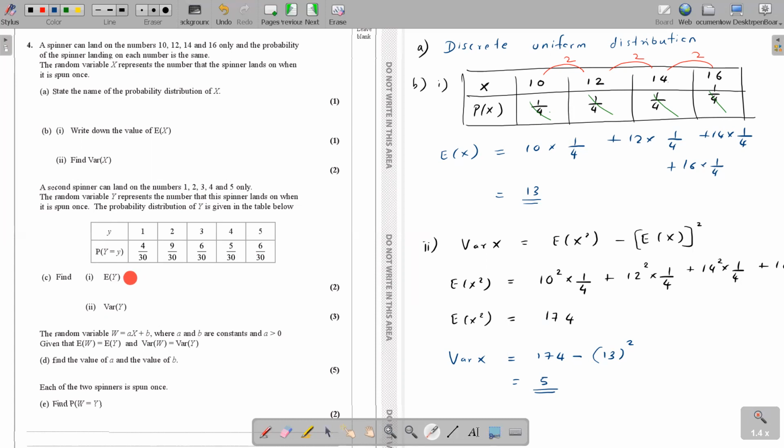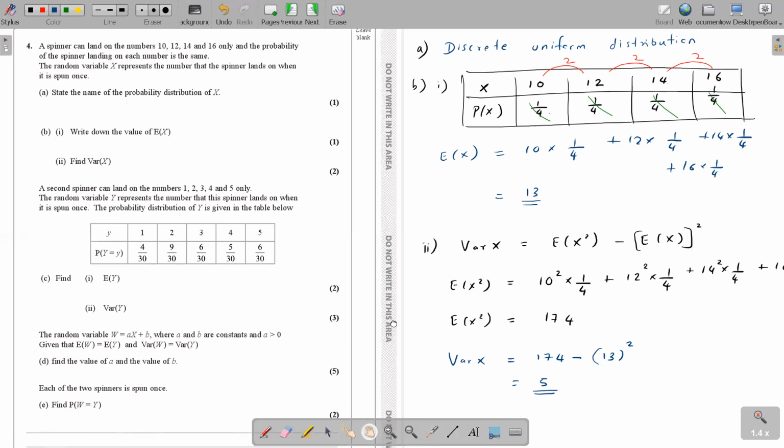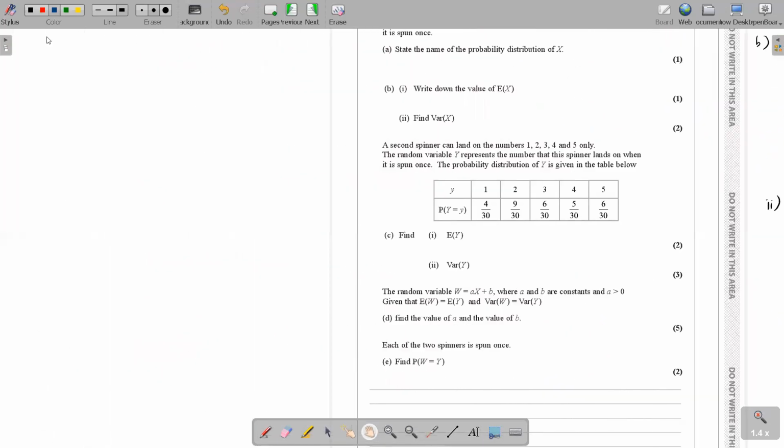So find E(Y). Obviously, what you have to do is multiply the Y value with the probability value. So let's do that. Part C, Roman number 1. Find E(Y). Multiply the Y value with the probability. Quickly do it. 1 times 4/30 plus 2 times 9/30 plus 3 times 6/30 plus 4 times 5/30 plus 5 times 6/30. How much is it, children? I got 3. Exactly 3.